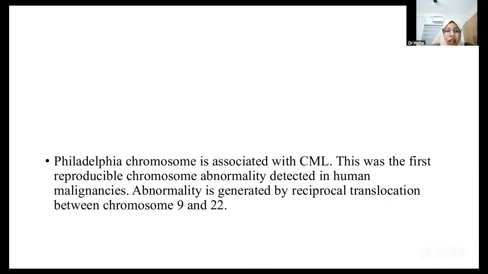This is the first reproducible chromosome abnormality detected in human malignancy. The abnormality is generated by reciprocal translocation. So the word reciprocal is very important. Reciprocal translocation between chromosome 9 and 22. So they can ask you from any aspect: which disease does it belong to, what type of translocation is it, which chromosomes are translocating. So all these questions come from Philadelphia. So for leukemia, as I said, the chromosomes, the clinical features, the peripheral smear findings, everything is important.